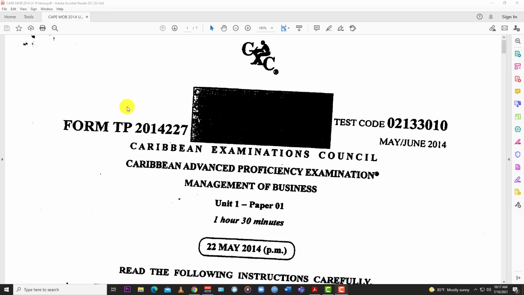We have the May-June 2014 Paper 1 for Unit 1 for CAPE MOB, Management of Business.